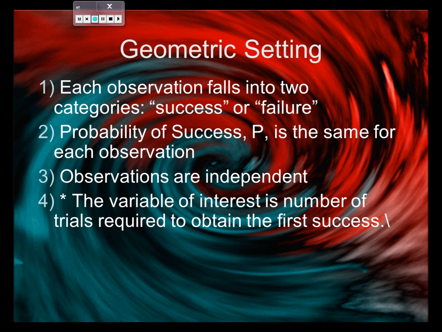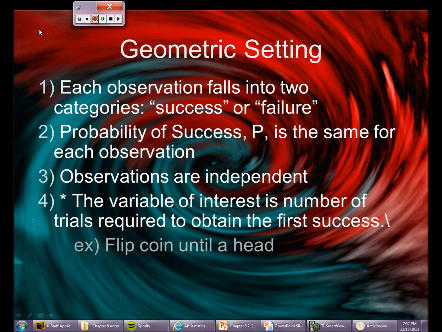In a binomial setting, I have a set amount of trials. In a geometric setting, I'm just going to keep going until I get my first success. For example, I could flip a coin until I get a heads. If I flipped tails, tails, tails, tails, and then finally get a heads, what's the probability of getting that first heads on the nth trial.